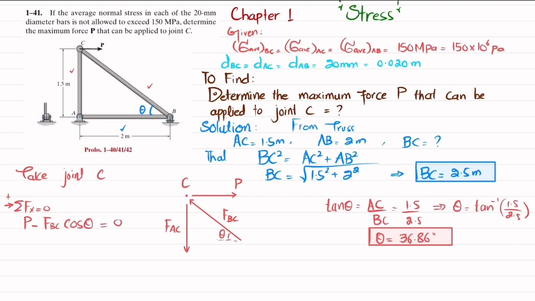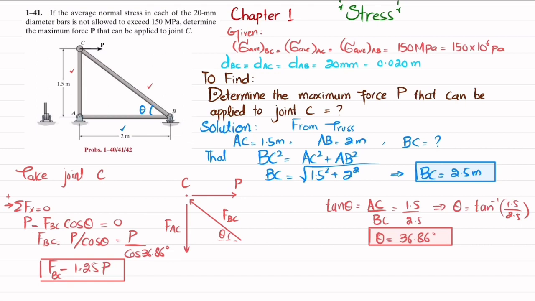So P is there, P minus FBC, we are interested to find FBC. So FBC will be equal to P divided by cos of theta. And when you put the value of theta, P divided by cos of 36.86, so when you calculate it, 1 divided by cos of theta will give you 1.25. So FBC is equal to 1.25 times P.